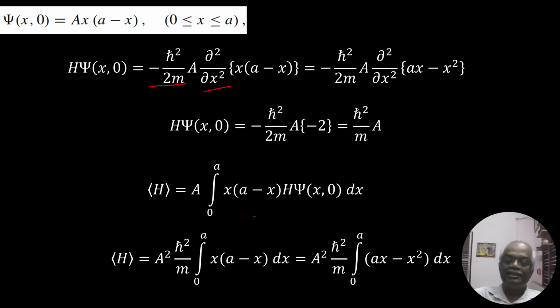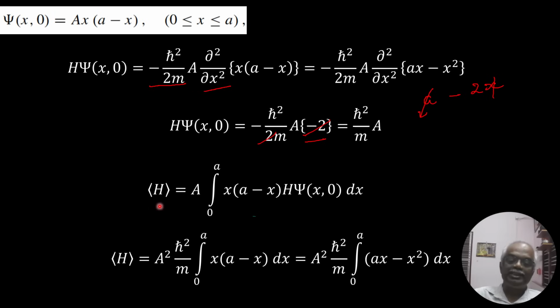Now you take the second order derivative. Taking the first order derivative, the first term becomes just a, and the second term minus 2x. If you take the second derivative, a will be 0 since it is constant, and if you differentiate a constant, it will be 0. Then this will become just minus 2. That's what I have given. Here you have minus h cross squared over 2m into A. So minus of minus will become plus, and this 2 will get cancelled. So you will get h cross squared over m multiplied by A.